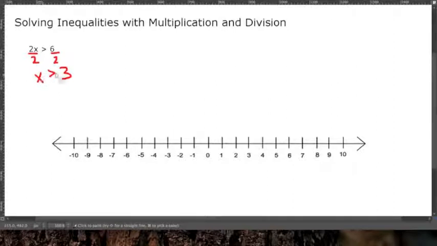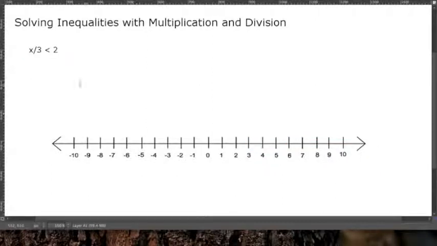So we're going to find the 3 on the number line, circle it because x is greater than it, and we can't fill it in because it's not greater than or equal to. Anything that's greater than a number is going to be to the right.